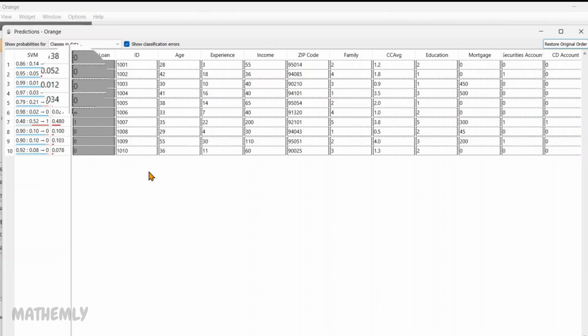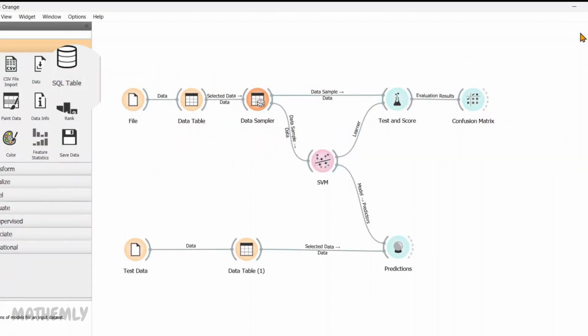And that is our complete workflow for training and evaluating an SVM classifier in Orange Data Mining. We successfully loaded the dataset, pre-processed the data, trained the model, assessed its performance, and tested it on new instances. The SVM model demonstrated strong predictive accuracy, making it a reliable tool for identifying potential loan acceptance patterns. And now, let's look at some real-world usage scenarios of this model.